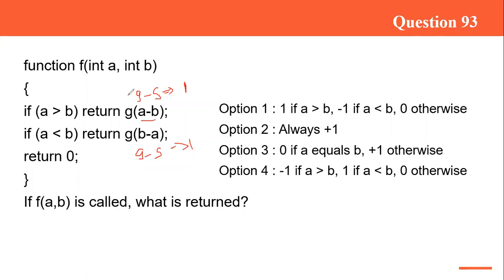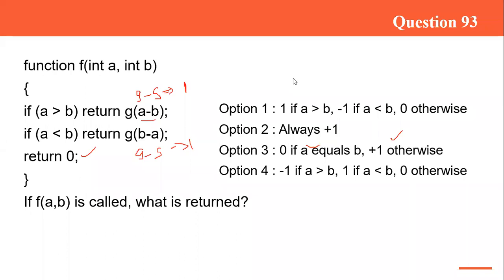Next. If the numbers are the same, what will happen? These two conditions will be false. That means they'll return 0. If they are equal, it will return 0. Otherwise, plus 1 is the answer. Understood that? Clear, everyone?